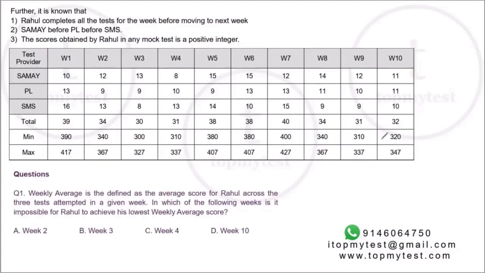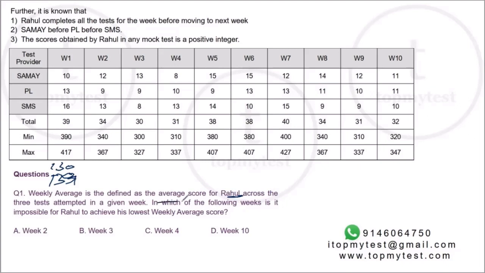So I've quickly done this. Right, now, I have the totals now, so averages should not be very difficult, but let's see what this says. First one says, the weekly average is defined as the average score of Rahul across the 3 tests attempted in the given week. Okay, so for example, in week 1, his average will be between 390 divided by 3, that is 130, and 417 divided by 3. 417 divided by 3 will be 139. Sorry, 139, right? It's going to be between 130 and 139. Again, this will be divided by 3. We can keep on doing it.